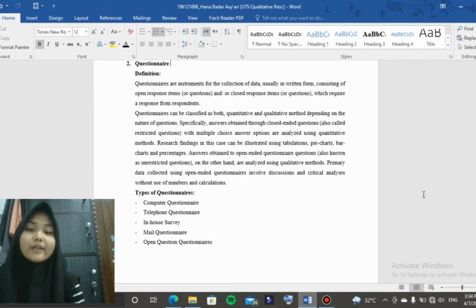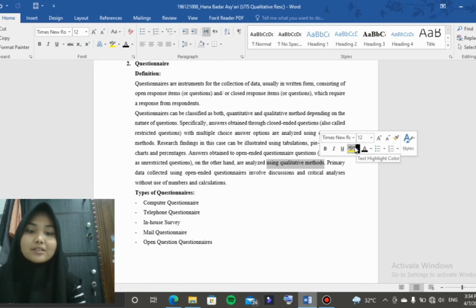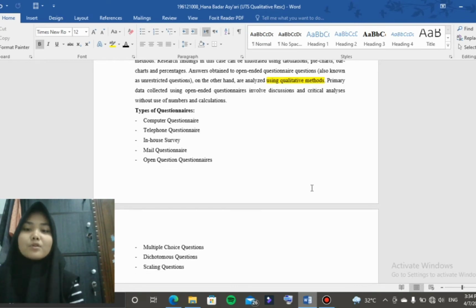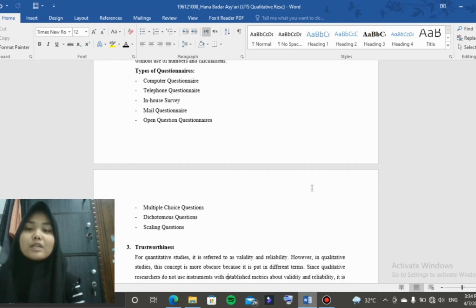Answers obtained to open-ended questionnaire questions, also known as unstructured questions, on the other hand, are analyzed using qualitative methods. Primary data collected using open-ended questionnaires involve discussion and critical analysis without use of numbers and calculation. There are types of questionnaire. Di sini ada tipe-tipe dari questionnaire itu sendiri yang meliputi computer questionnaire, telephone questionnaire, in-house survey, mail questionnaire, open questionnaires, multiple choice questions, dichotomous questions, and scoring questions.